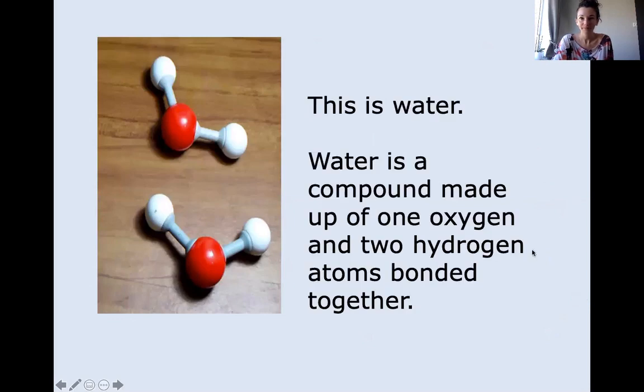So this is water. You'll recognise this picture from the first slide of this lesson. It's a compound made up of one oxygen atom, as you can see here, and two hydrogen atoms, and they are chemically bonded together, and that's what makes the compound water.